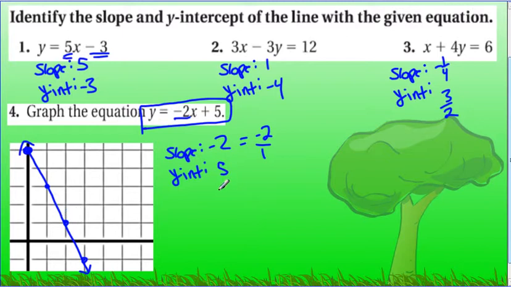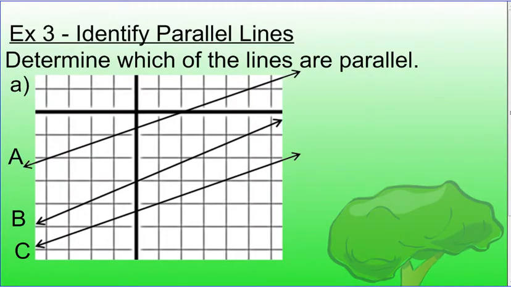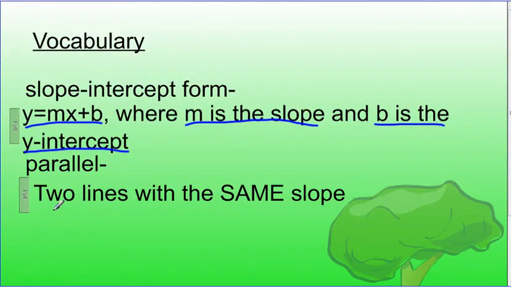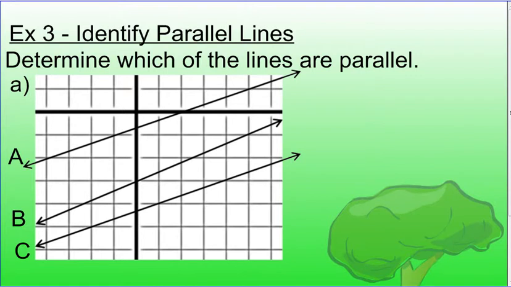The last thing we're looking at here today is how to identify if lines are parallel. Now remember what we said at the beginning of the lesson in the vocabulary. We said parallel means that two lines have the same slope. Their slopes are identical. Well, that means what we need to do here is find the slope of all three of these lines and see which ones are the same.